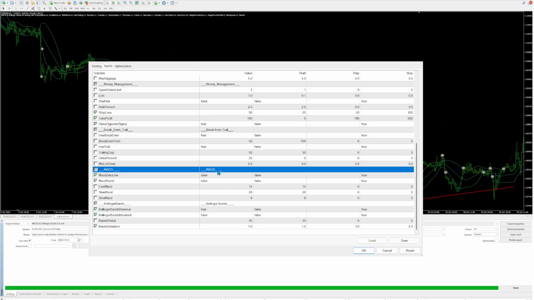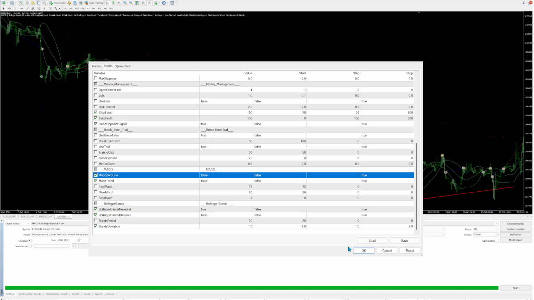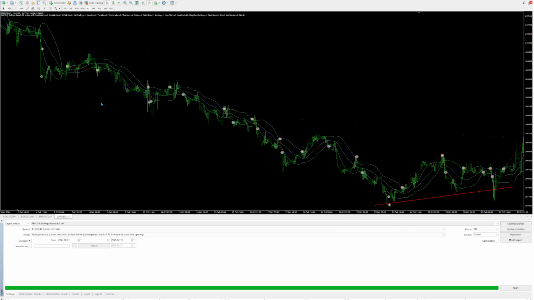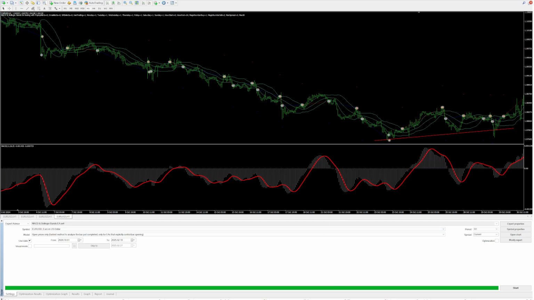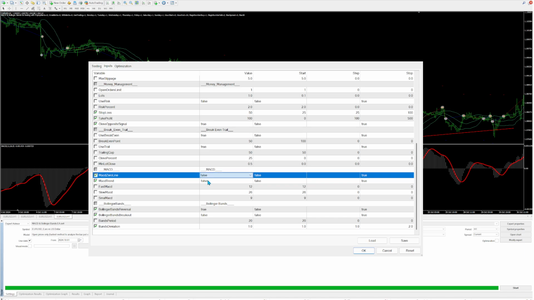Okay, MACD, so this is the nitty gritty of the EA, the strategy that it uses. So it uses the MACD and Bollinger Bands indicators. MACD zero line. Okay, let me just insert a MACD onto the chart here. Okay, so we've got the MACD indicator on the chart now. The MACD zero line: when price is above the zero line, which is this middle line here, it's a buy signal. When price is below, it's a sell signal. Okay, so that's the MACD zero line if that's set to true.